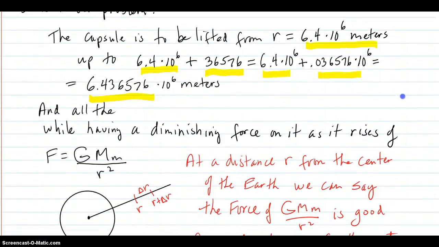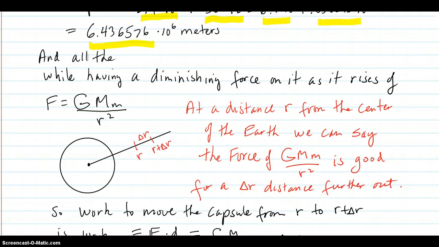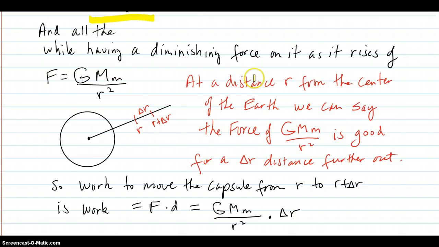So the capsule is being lifted, and all the while the force on it is diminishing. But the force at a certain radius is only good right at that radius. So this is where our calculus comes in. At a distance r from the center of the Earth, that's here, we can say that the force at that radius, which is this quantity, is good for a small delta r distance further out. So it's good up until here. And then the next value of r takes over, which is a farther out number.